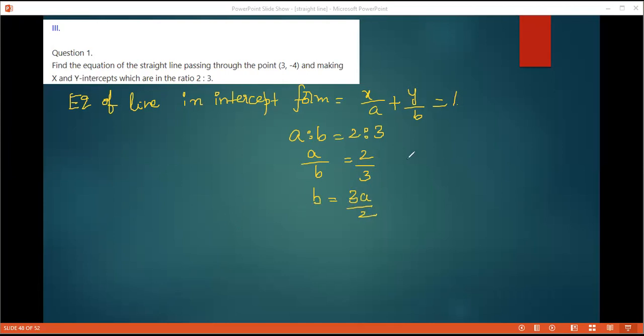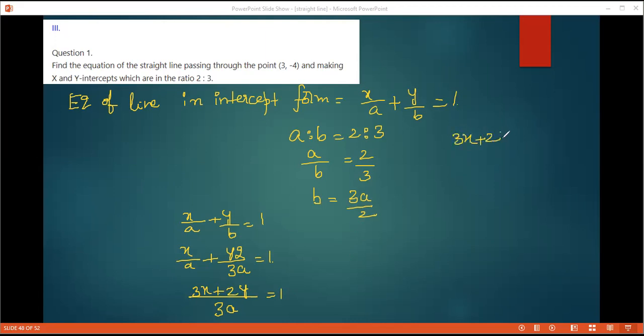So can I put this in this equation? Yes, I am keeping x by a plus y upon b is equal to 1. So x by a plus y upon 3a by 2, which means 2 goes to the top, so 2y by 3a is equal to 1. What do we get now? So 3a is the LCM, and 3x plus 2y is equal to 3a. This is our equation.